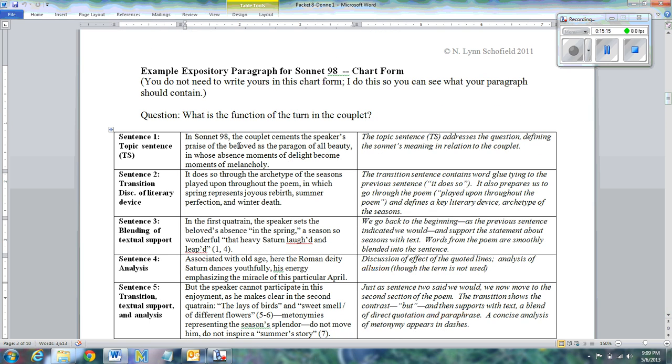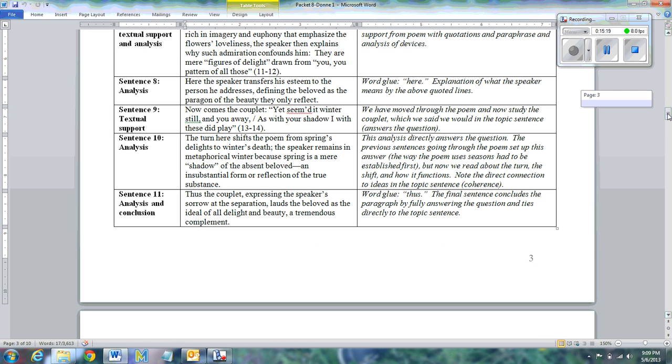The couplet cements the speaker's praise of the beloved as the paragon of all beauty. And now I'm going back to that in my conclusion, after having proven it through analysis of the entire poem. Notice I have an active verb here too. The couplet lauds the beloved. It's a nice active verb.